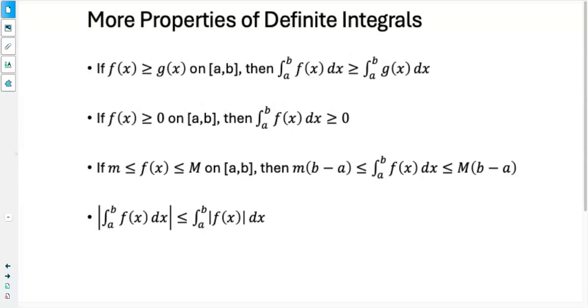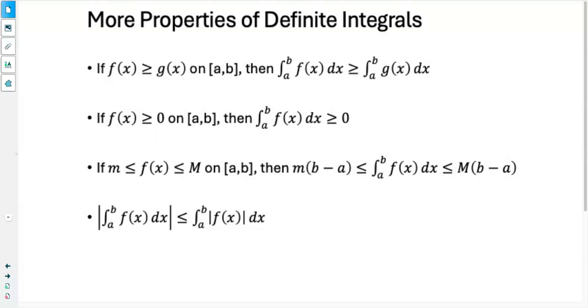Okay, so some more properties of definite integrals. If f of x is greater than or equal to g of x on a to b, then the integral from a to b of f of x is going to be greater than or equal to the integral from a to b of g of x. Now, if f of x is greater than or equal to 0 on the interval from a to b, then our integral will also be greater than or equal to 0.